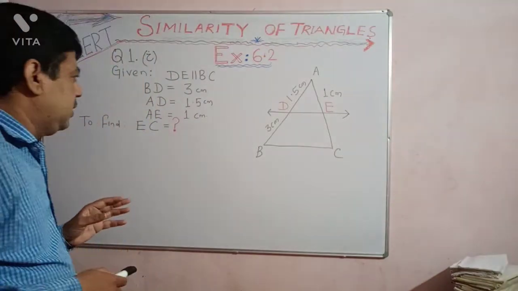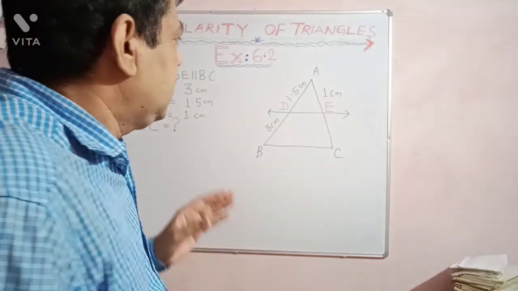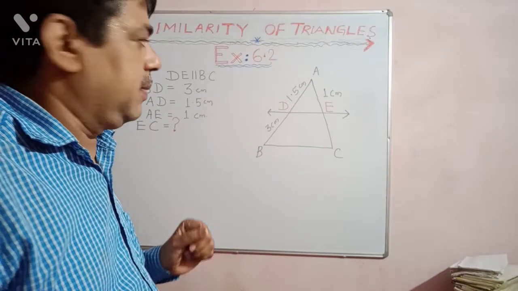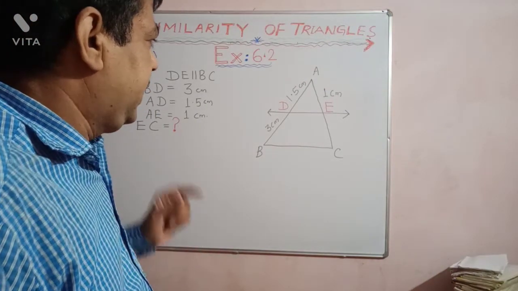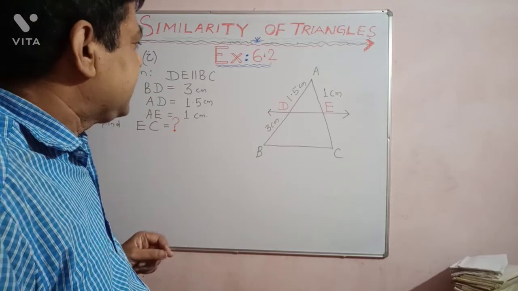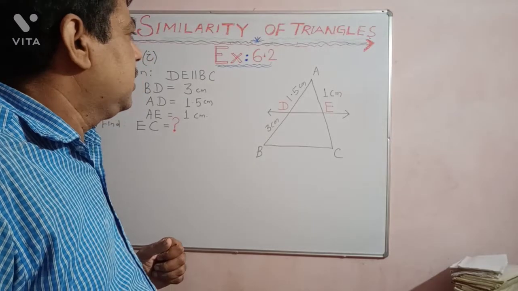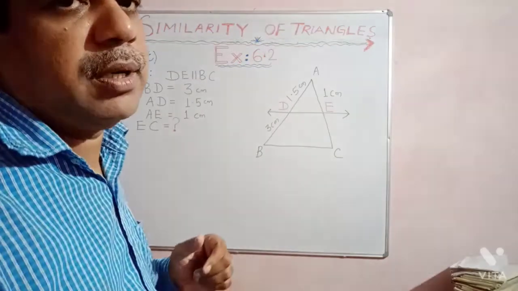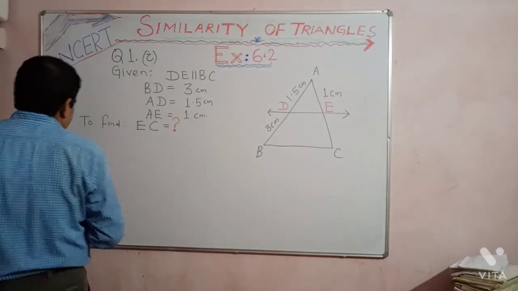Here it is given that in triangle ABC, DE is parallel to BC. In the given figure, BD is equal to 3 cm, AD is equal to 1.5 cm, AE is equal to 1 cm, and you have to find the length of CE. What is the length of CE? Okay, let's see.